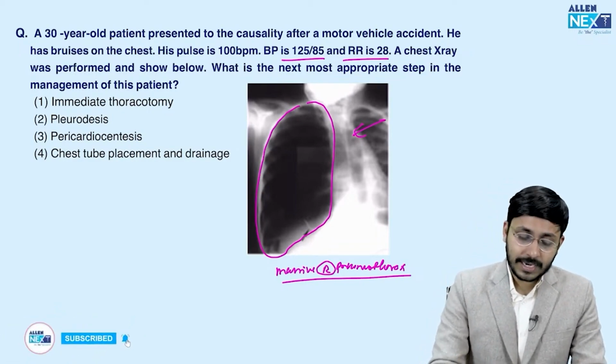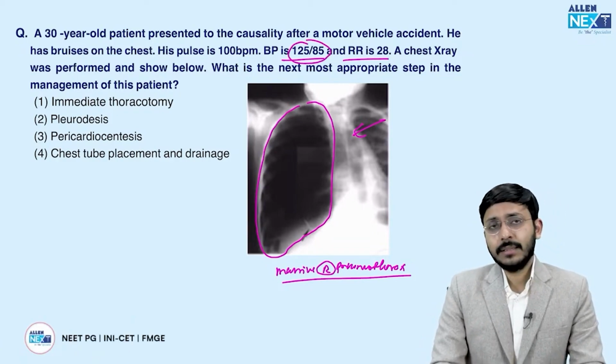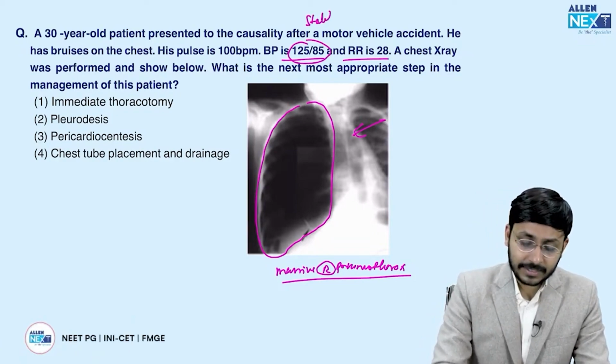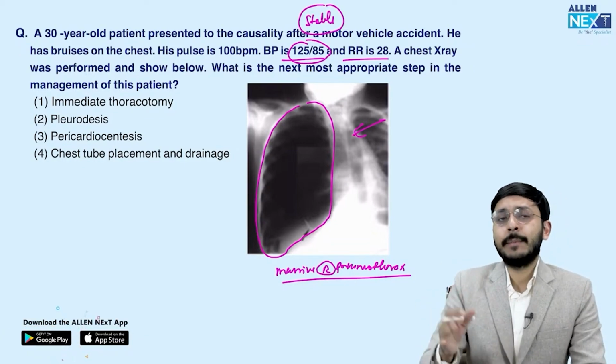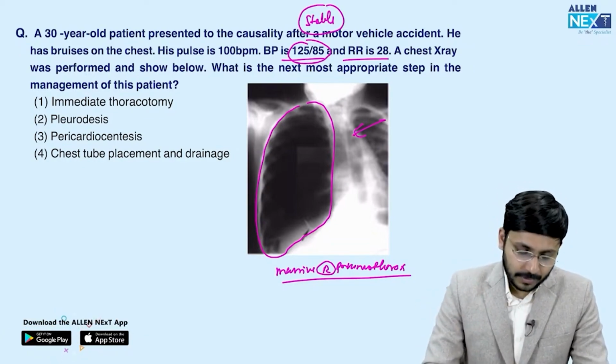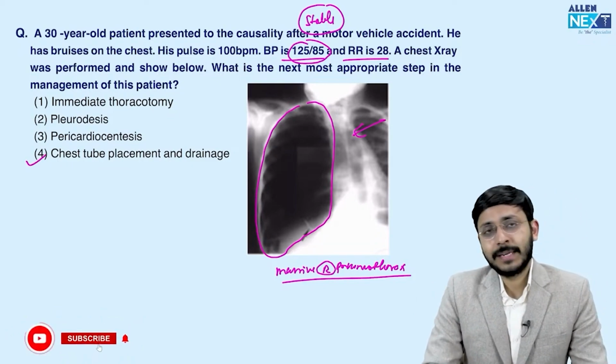Since in the question, it is given that the patient is hemodynamically stable, we have time to put in an intercostal drainage tube. So here we'll do a chest tube placement and drainage.